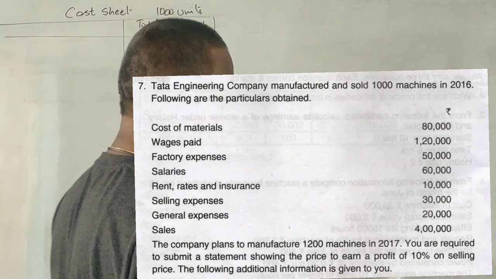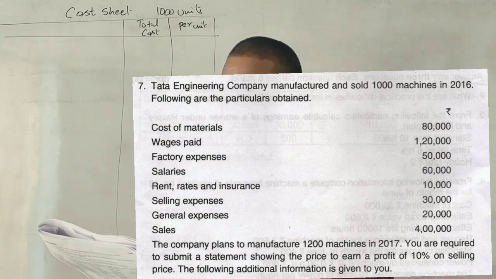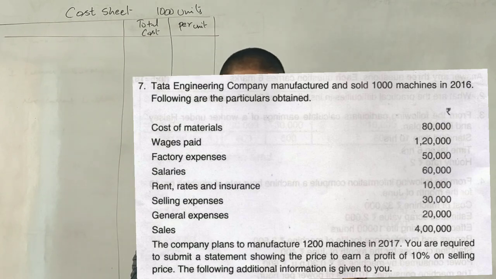Students in cost accounting, for BBA and BCom students, there is a cost sheet, preparation of cost sheet. There is a question for 14 marks. See, Tata Engineering Company manufactured and sold 1000 machines in 2016, and following are the particulars obtained: cost of materials, wages paid, factory expenses, salaries, rent, rates, insurance, selling expenses, general expenses, sales.